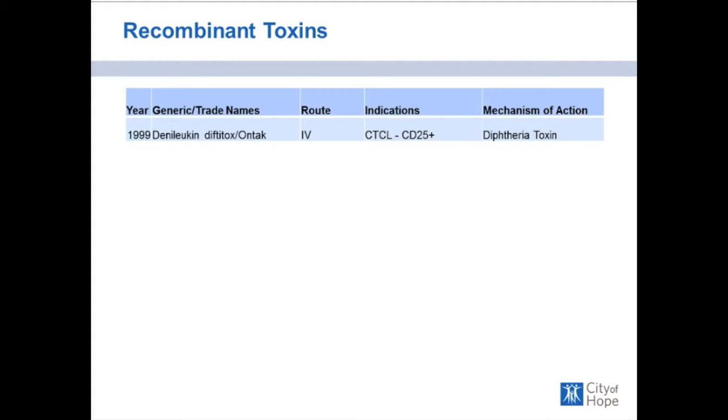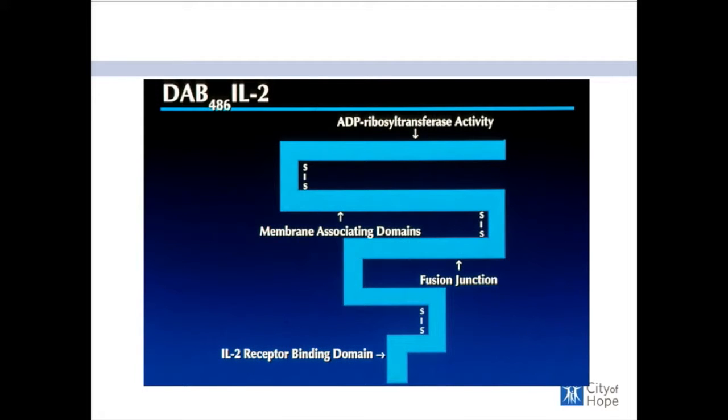Recombinant toxins. So there's only one. It's denileukin diftitox, developed back in 1999, but there's a new version that's now going to soon be available. And here you're linking the protein that binds to the IL-2 receptor, so the IL-2 molecule, to the diphtheria toxin. And the diphtheria toxin has ADP ribosyl transferase activity.